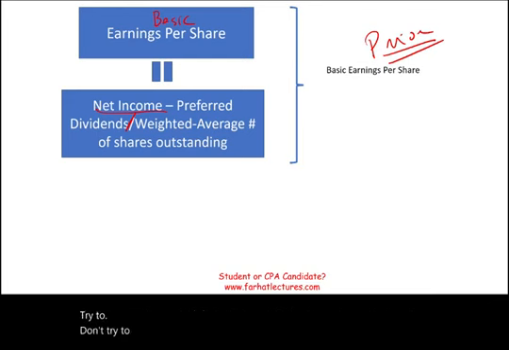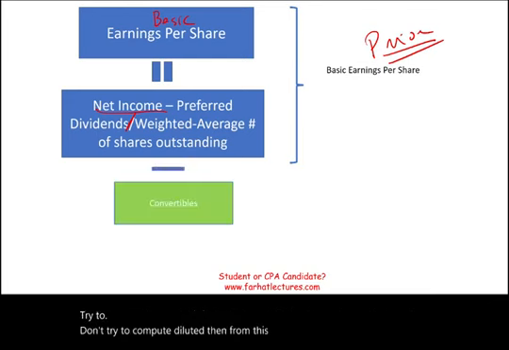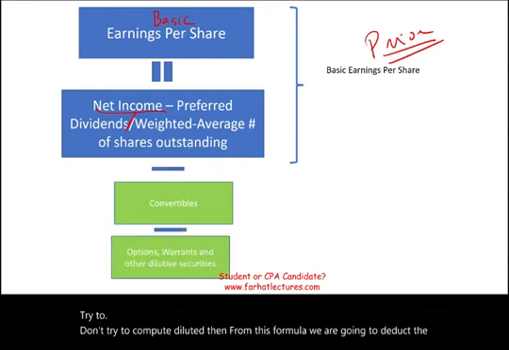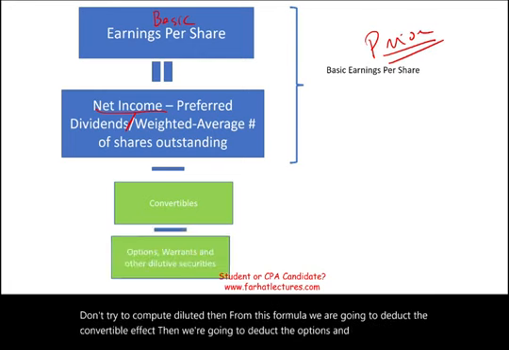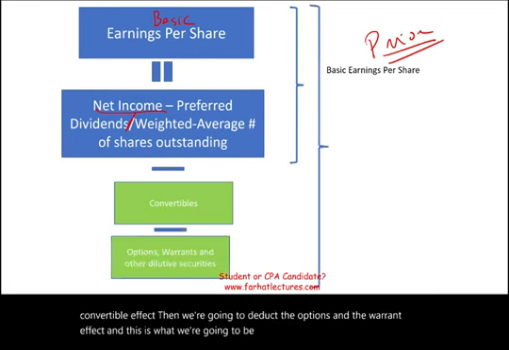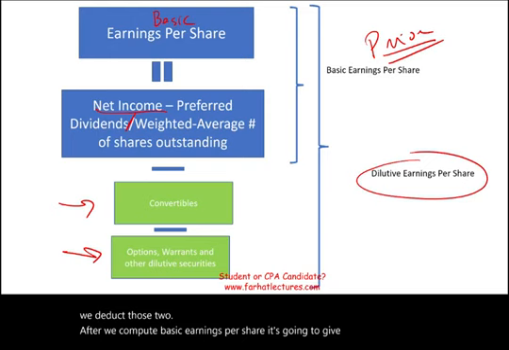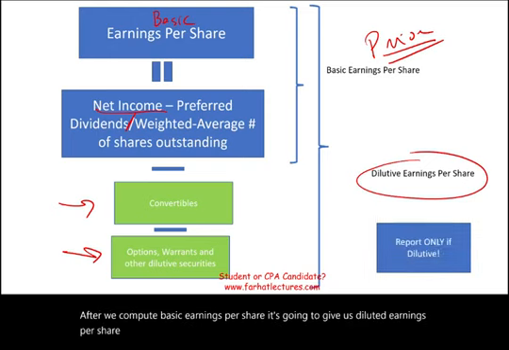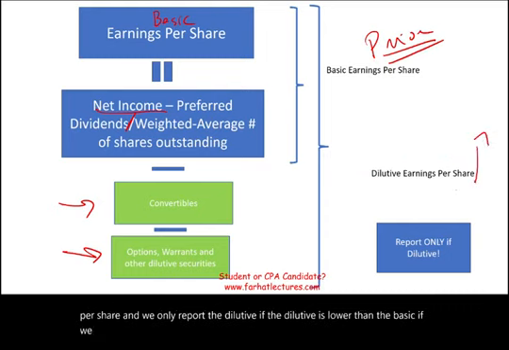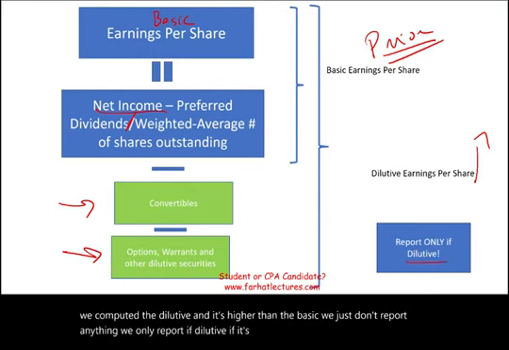don't try to compute diluted. Then from this formula, we are going to deduct the convertible effect. Then we're going to deduct the options and the warrant effect. And this is what we're going to be learning in this session. Once we deduct those two, after we compute basic earnings per share, it's going to give us diluted earnings per share. And we only report the diluted if the diluted is lower than the basic. If we computed the diluted and it's higher than the basic, we just don't report anything. We only report if dilutive. If it's not dilutive, we call it anti-dilutive.